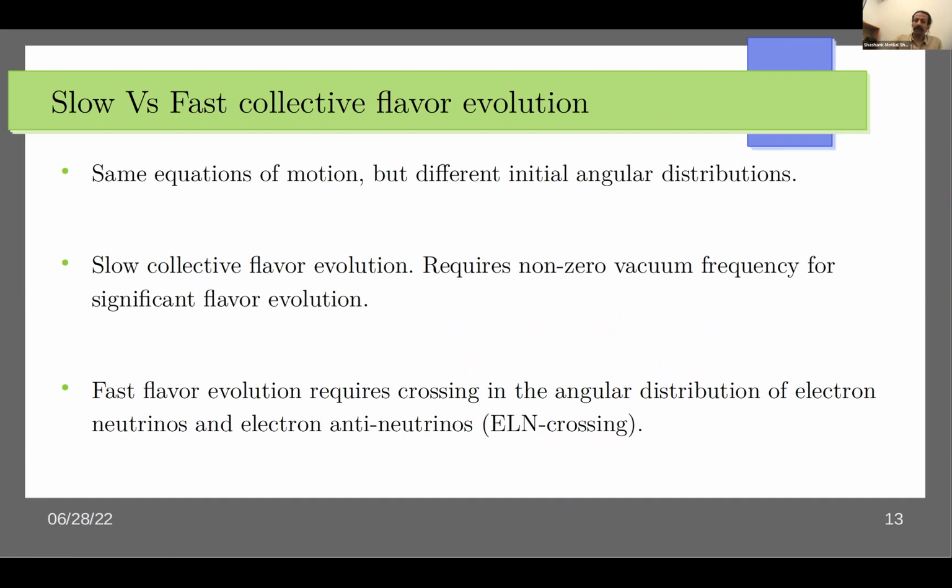So if we look at these equations of motion that include neutrino self-interactions, there are broadly two kinds of flavor evolutions. These are called slow and fast. Now, slow flavor oscillations, collective oscillations, occur when the self-interaction potential is more or less of the same order as the vacuum frequency. And a fast flavor evolution, as the name suggests, is fast and can happen at very high neutrino number densities. At least that is the current understanding, right? And the fast flavor evolution requires something called the ELN crossing. So I will explain what this ELN crossing is.